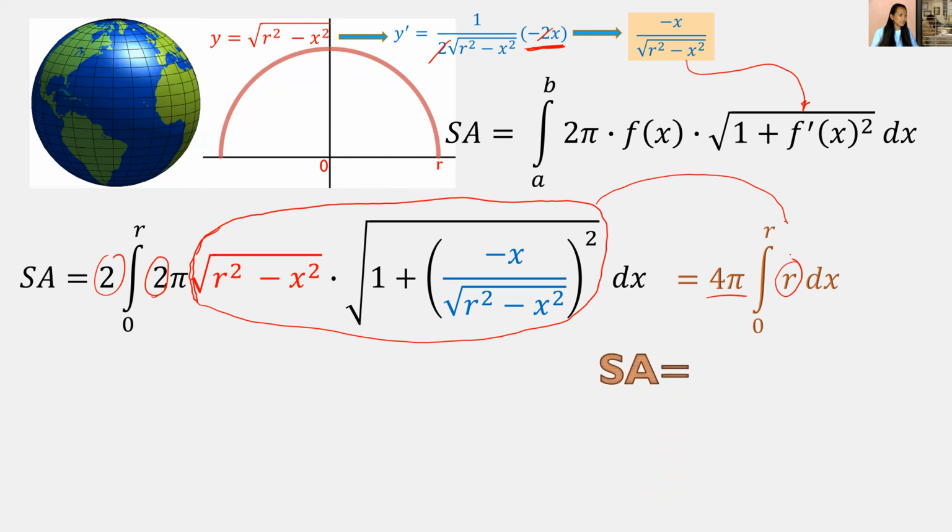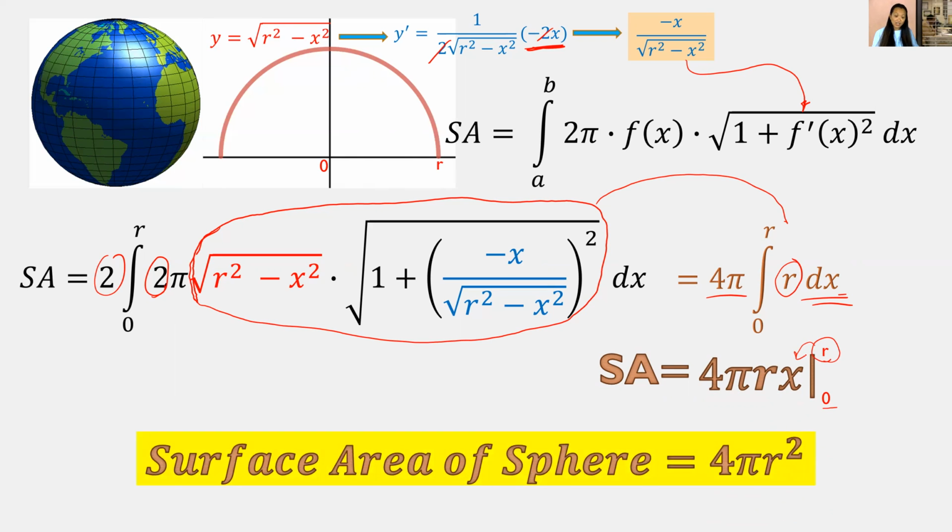And when you take the integral, the r is a constant because you're taking the integral with respect to x, right? So it would be 4 pi r x, and we are evaluating that from 0 to r. And of course, when you plug in 0, the lower limit, for x, you'll get 0. So the answer will be whatever you get when you plug in the upper limit r. And so the surface area of a sphere is 4 pi r squared.